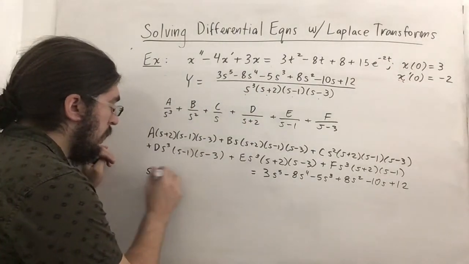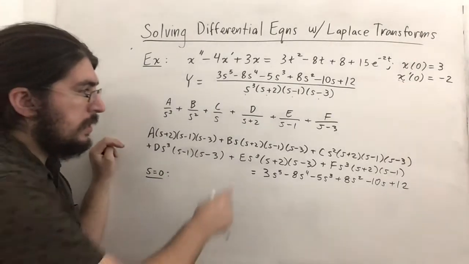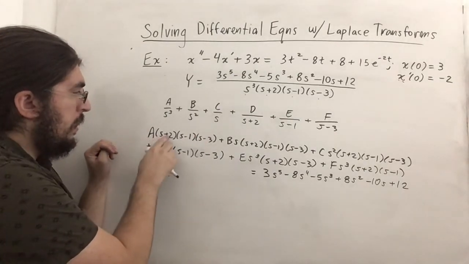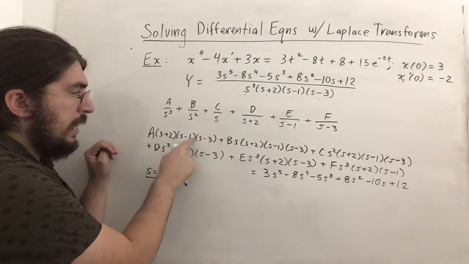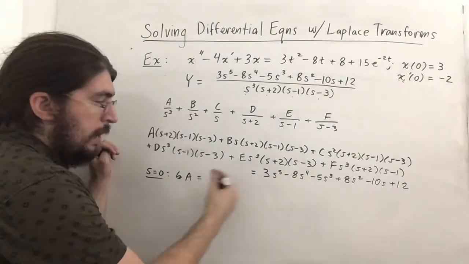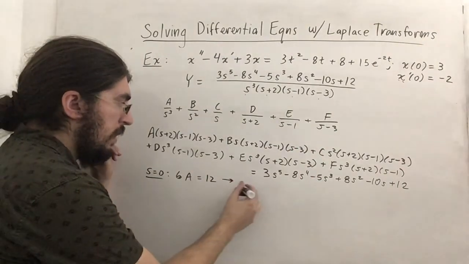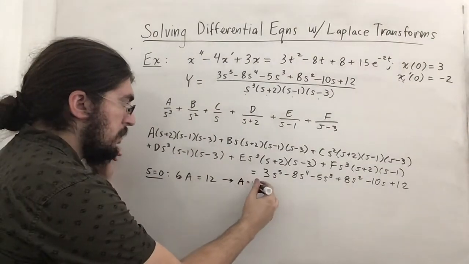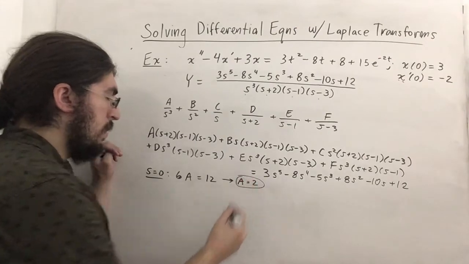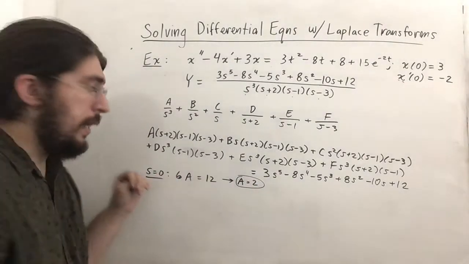So when we plug in 0, well, the only surviving one will be a actually, because anything multiplied by s or power of s will be 0. So that's going to be, let's see, when you plug in 0, that's 2 times negative 1 times negative 3, that's positive 6a. Equals over here, we end up just getting 12 on the right, because anything involving s is 0. So dividing by 6 gives us a is 2. Let me just make sure on that. Yeah, so that wasn't so bad actually.